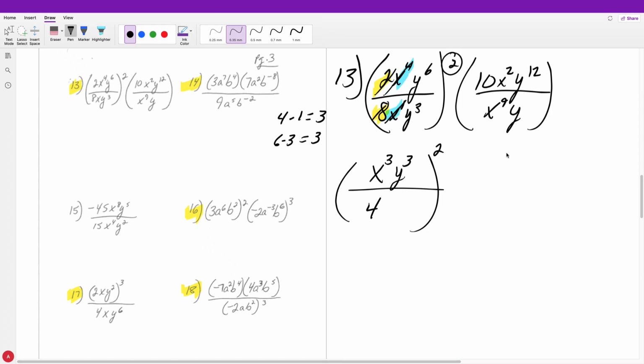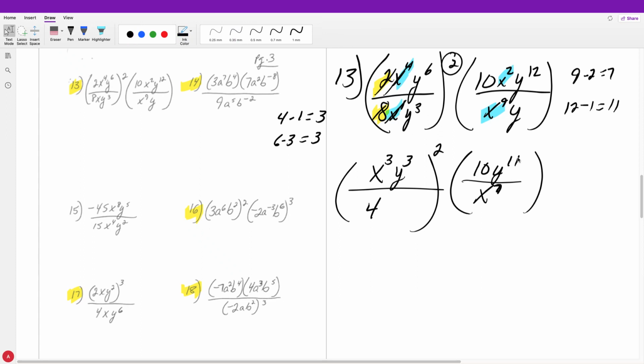And then I'm going to go ahead and simplify the other fraction. Well, there's no number to simplify with that 10, so I have 10. When I look at my x's, I see that I have more x's in my denominator, so then I know my answer of my x will end up in my denominator as well. And 9 minus 2 is equal to 7, so I then have x to the 7th in my denominator. For y's, I have more y's in my numerator, and 12 minus 1 is going to give me 11, so I have y raised to the 11th power.